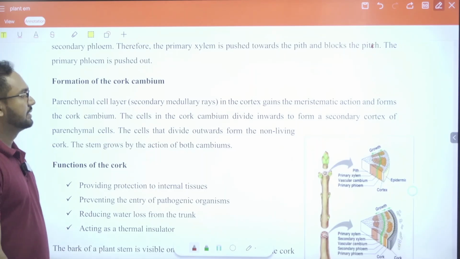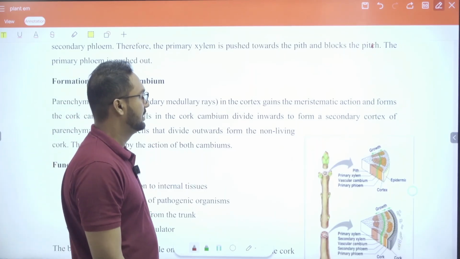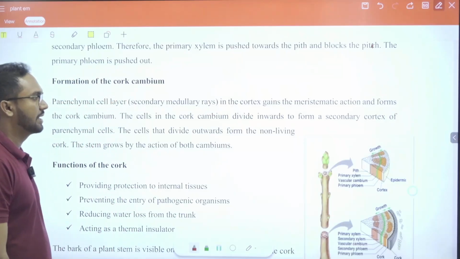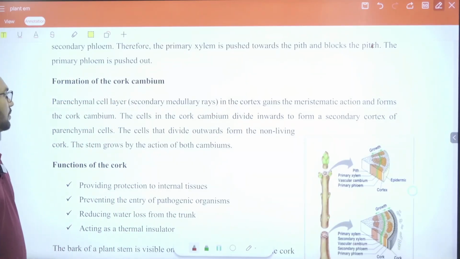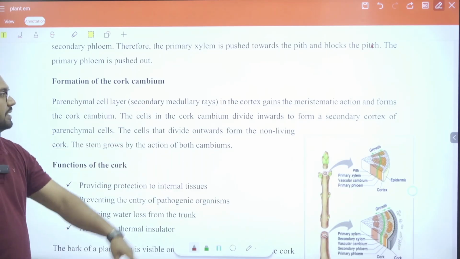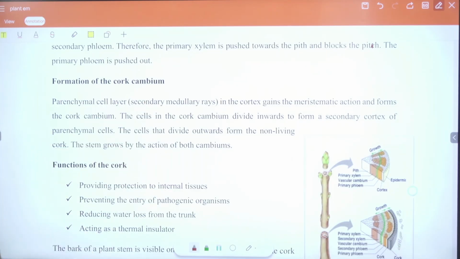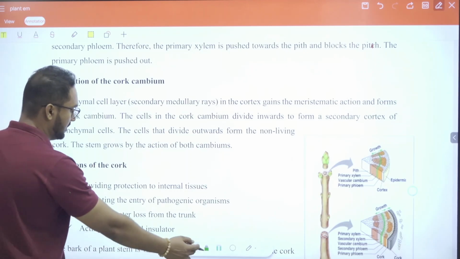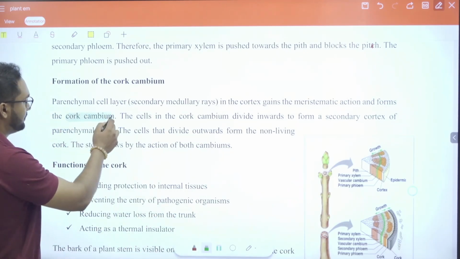Parenchymal cell layer, secondary medullary rays in the cortex gain the meristematic action and form the cork cambium. එතකොට cortex එකේ තියෙන මෙන්න මේ secondary medullary rays division action එක, meristematic action එක අරගෙන cork cambium එක හදනවා. Right? Produces the cork cambium.